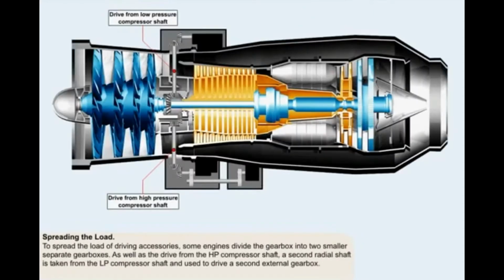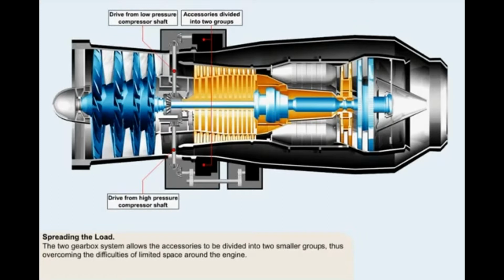In an effort to spread the load of driving accessories, some engines divide the accessory gearbox into two smaller separate gearboxes. As well as the drive from the high-pressure compressor shaft, a second radial shaft is taken from the low-pressure compressor shaft, which is rotating at a slower speed, and used to drive a second external gearbox. This two-gearbox system has a second advantage of allowing the accessories to be divided into two smaller groups, thus overcoming the difficulties of limited space around the engine.